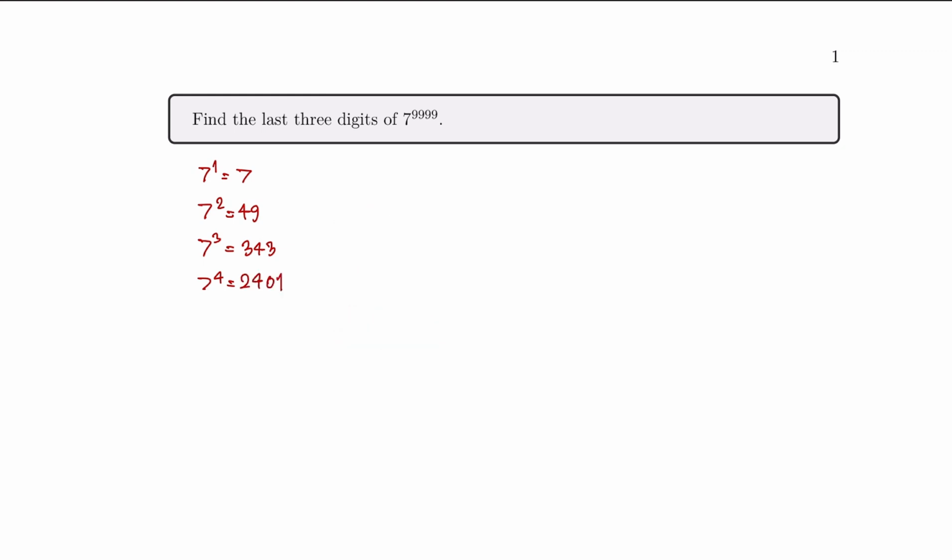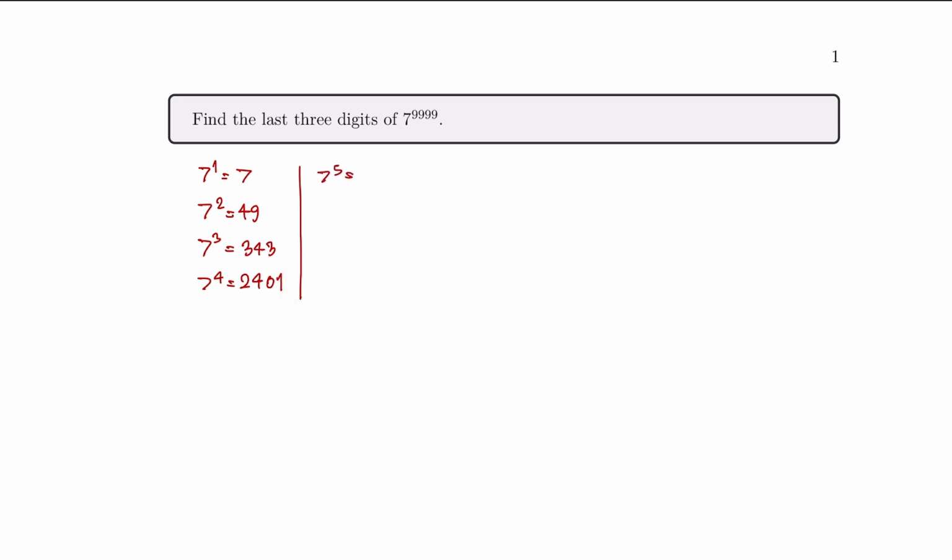I want you guys to look at the last digit of these four numbers. We have 7, 9, 3, and 1. So we think the next one has the last digit 7, right? Because if you multiply by 7, the last digit becomes 7.